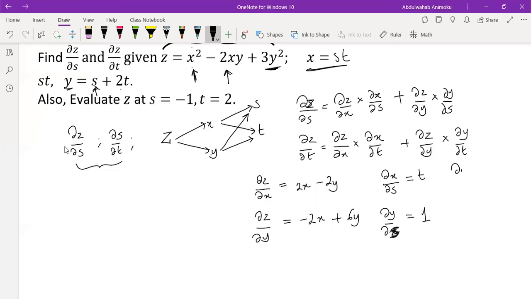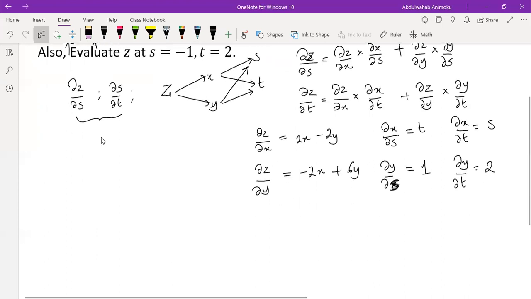Now let's find del x del t. If you check again, the derivative of this with respect to t is just going to give us s, and then del y del t, which is the derivative of this with respect to t: the first term will be 0, the second term will be 2. So this is all we have, and then we can quickly find what we are looking for.